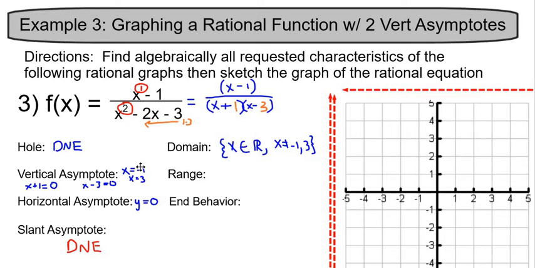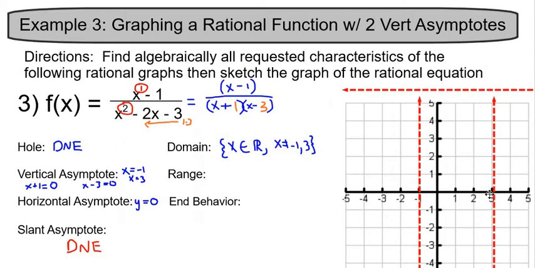So we have an x-intercept at negative 1, so I'll put that right here. And we have a vertical asymptote at negative 1. And we have another vertical asymptote at 3, and our horizontal asymptote is at 0. So we'll label those just to make sure that everything's clear. So this is y equals 0. This is x equals negative 1, and this is x equals 3.